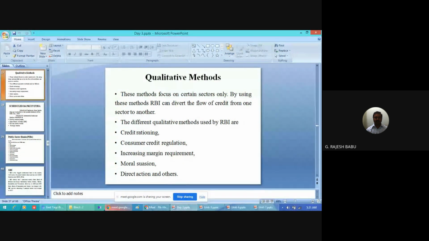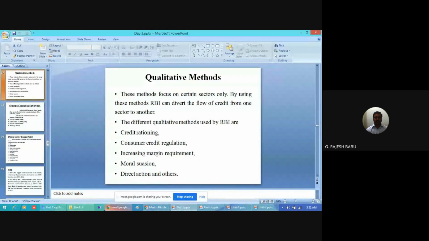First one, credit rationing. Under this method, the Reserve Bank of India controls and regulates the purpose for which credit is granted by banks. The central bank can put a ceiling on the amount of loan that can be advanced by the bank. Second one, consumer credit regulation. This method helps in controlling excess spending by consumers. The Reserve Bank of India can direct banks to fix the minimum percentage of down payment, installment amount, loan duration, etc.